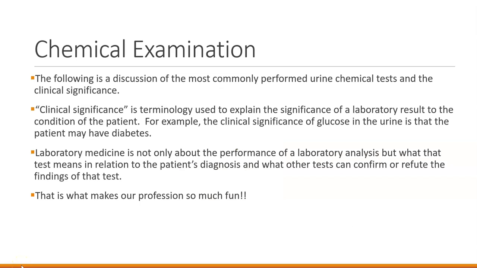For the chemical examination, the following is a discussion of the most commonly performed urine chemical tests and the clinical significance. Clinical significance is terminology used to explain the significance of a laboratory result to the condition of the patient. For example, the clinical significance of glucose in the urine is that the patient may have diabetes. Laboratory medicine is not only about the performance of a laboratory analysis, but what that test means in relation to the patient's diagnosis and what other tests can confirm or refute the findings of that test. This is what makes our profession so much fun.